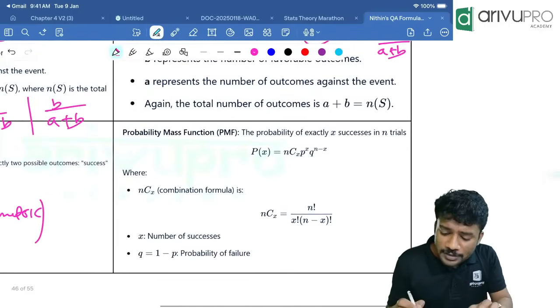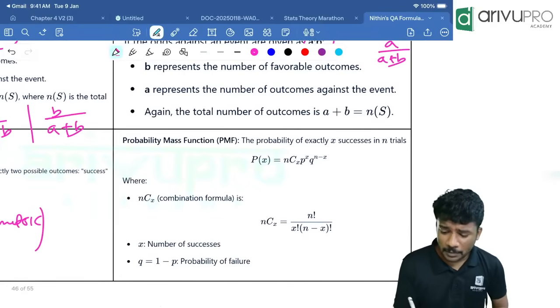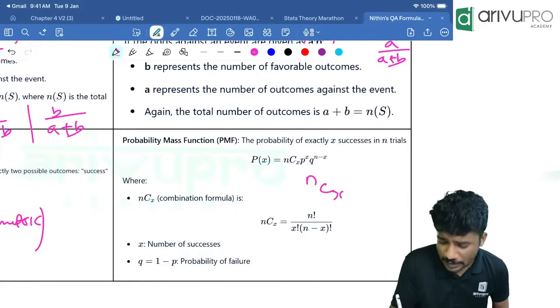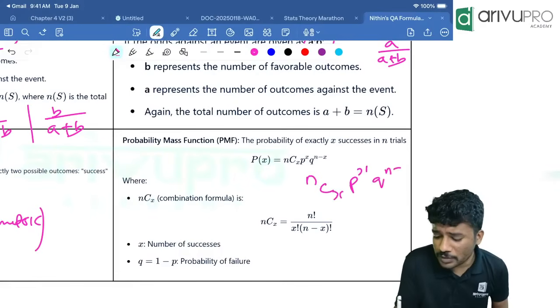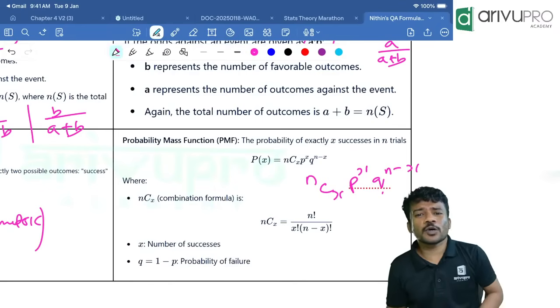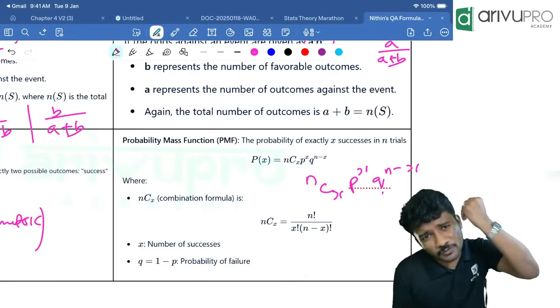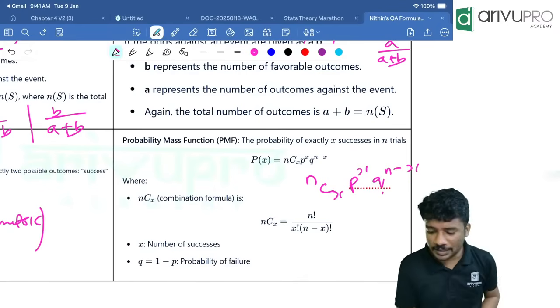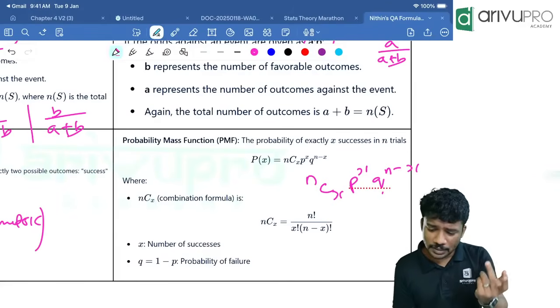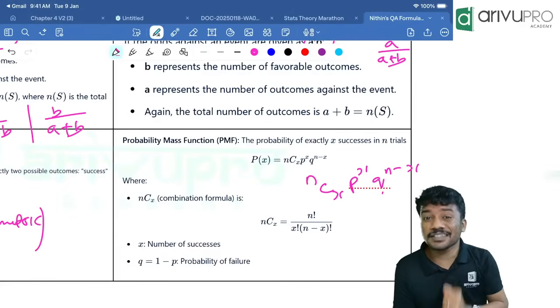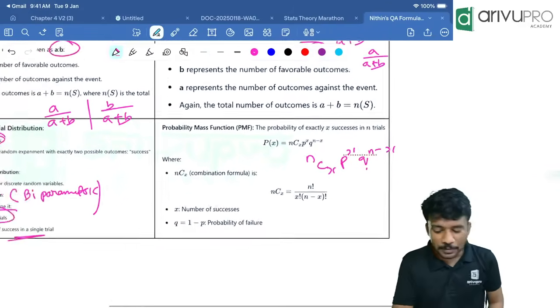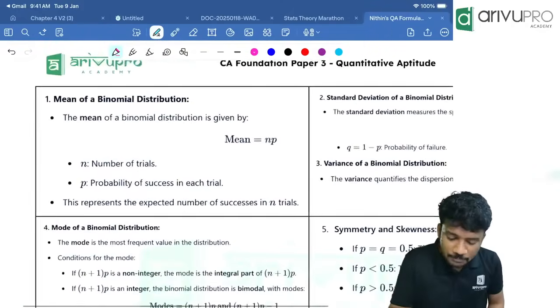Remember that binomial distribution is biparametric. And what is the formula for the probability mass function? NCX into P raised to X into Q raised to N minus X, where Q is 1 minus P, or it is called the probability of failure in a single trial, where X is the number of successes, N is the total number of trials, people. Remember this. Next one, for mean?